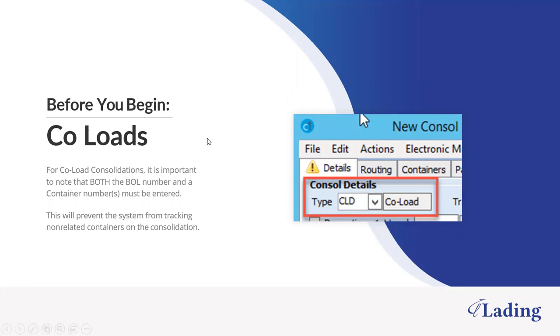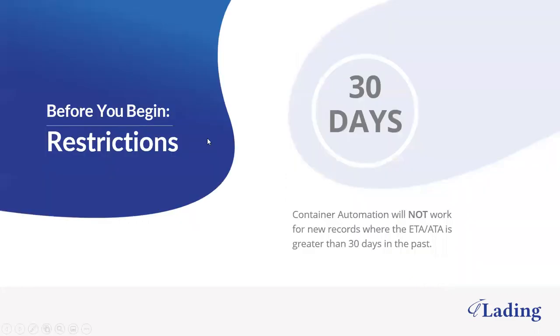So how far back will this go? 30 days. So as we're recording this, it is actually August the 29th. I couldn't put a shipment in for June. It only goes back 30 days.